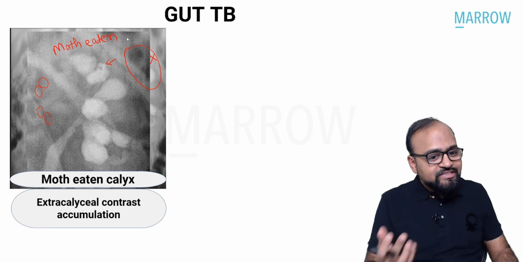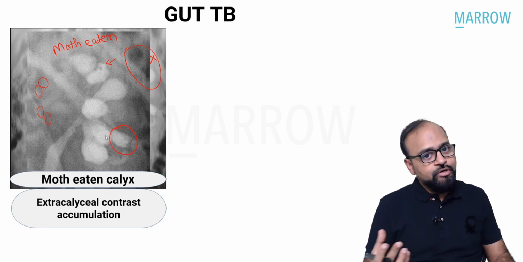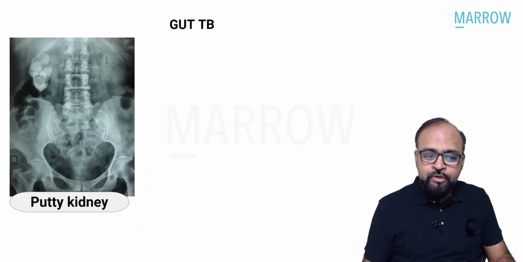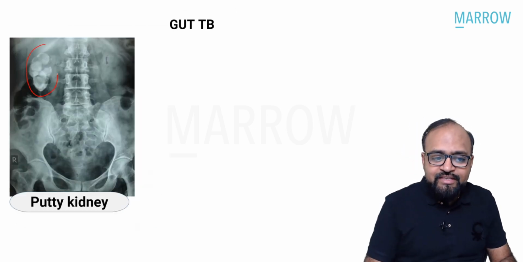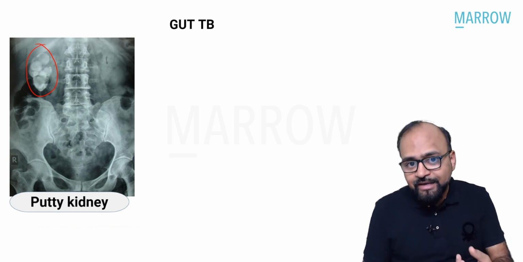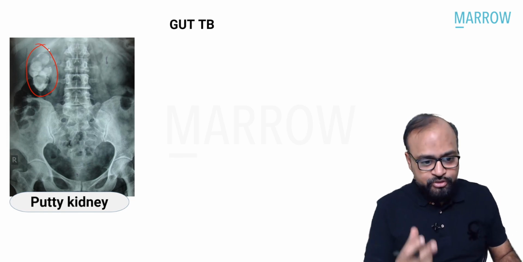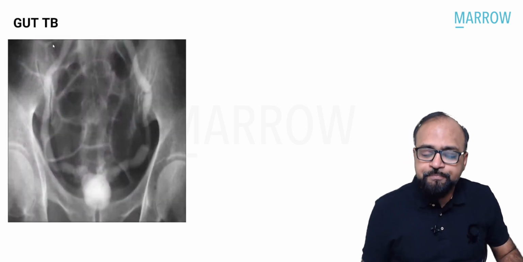Again, once the calyx is dilated, the contrast may spill out and there could be some extracalyceal contrast accumulation which could be seen. Putty kidney, we have seen, is a dense, uniform, amorphous calcification of the entire renal parenchyma. The kidney is non-functioning, it is cut off, leads to autonephrectomy. So this is what is called putty kidney.